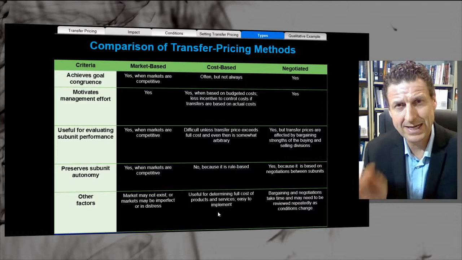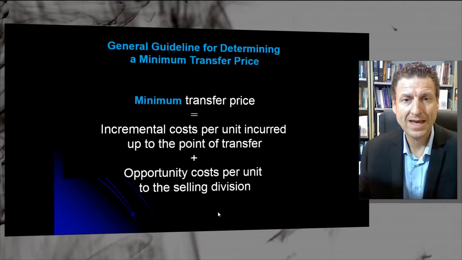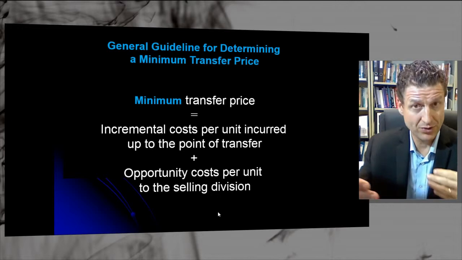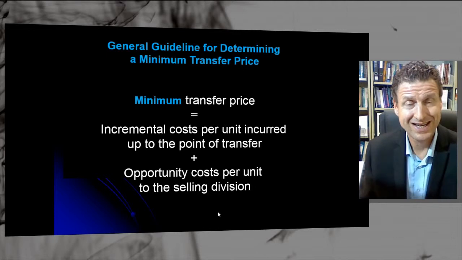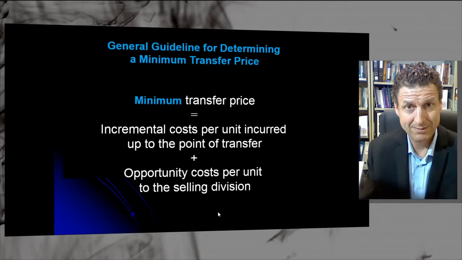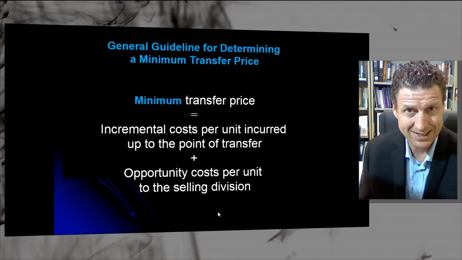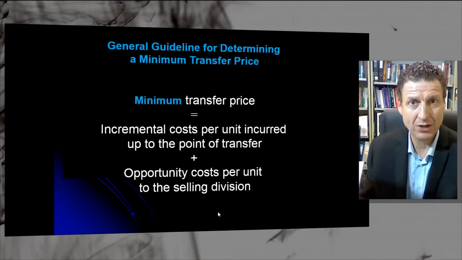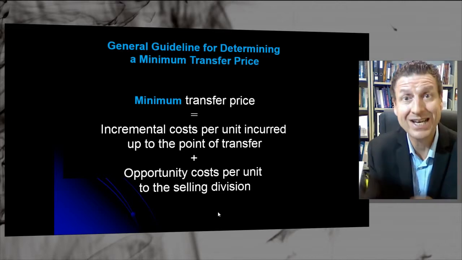Let's get into some of the mechanics of calculating a transfer price. So the minimum transfer price should be incremental costs per unit incurred up to the point of transfer, normally variable costs, plus the opportunity cost per unit to the selling division. That is one definition. Another definition may be the variable costs plus the opportunity costs associated with loss of contribution margin, especially if that division doesn't have excess capacity and has to forego sales externally in order to transfer those units internally.